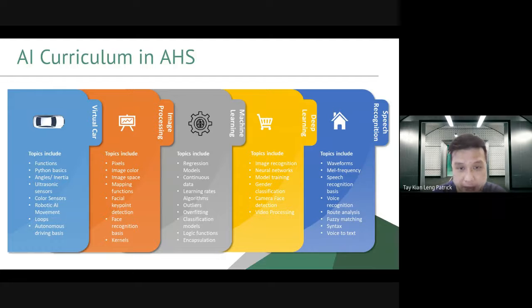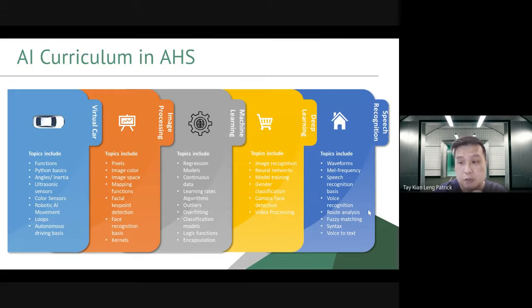Now, these are some of the topics that we cover in our own AI curriculum in Anglican High School. First and foremost, they learn how to operate a virtual car. The topics will include how they function and how they do some form of movement. Later, I'll show you an example of a student artifact that was done under this topic.